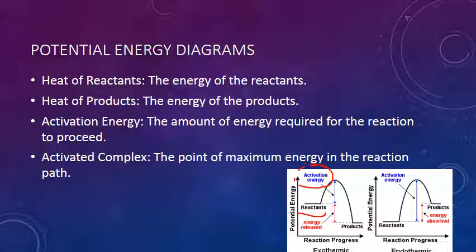From the top of the curve all the way down to the heat of the product represents the activated complex, the point of maximum energy in the reaction path. And then we have the heat of the products, way down here. Now, as you can see, we have some dotted lines here representing the reactants and the products, and the difference between those lines is the heat of reaction, which we just explained.